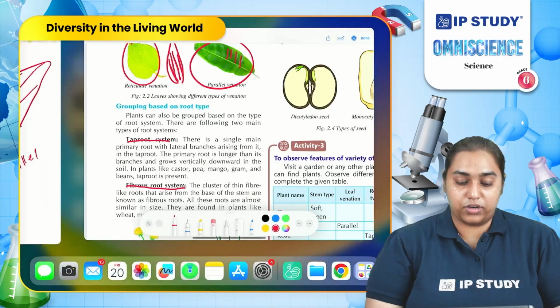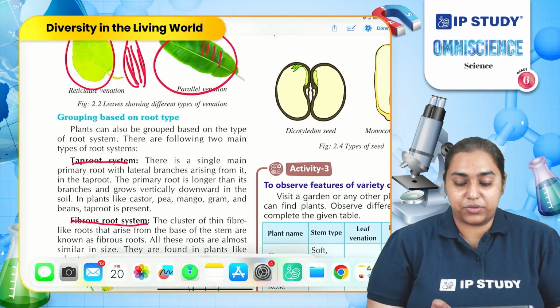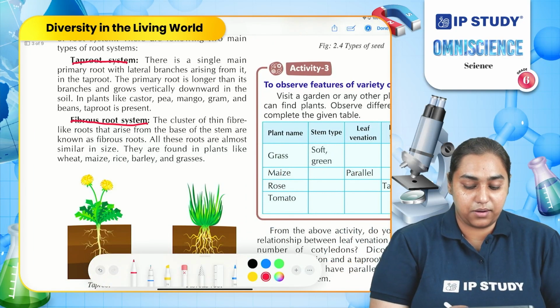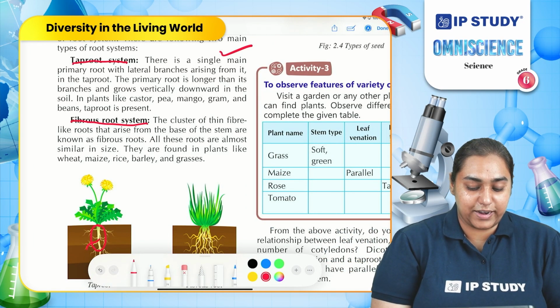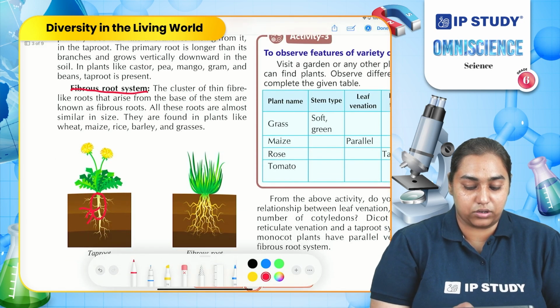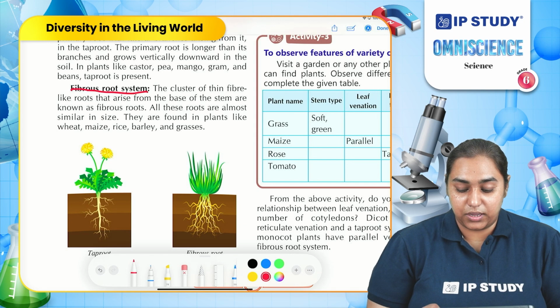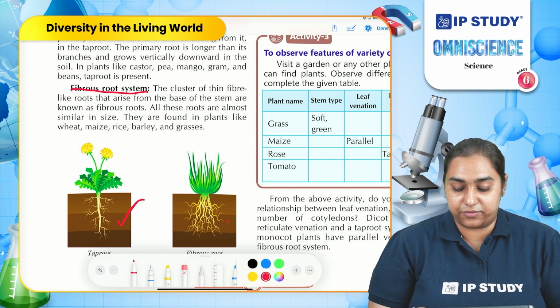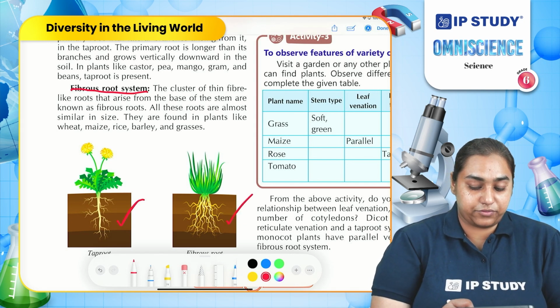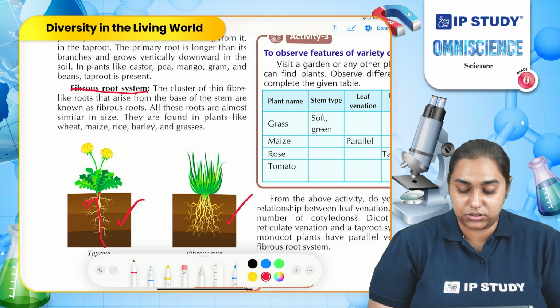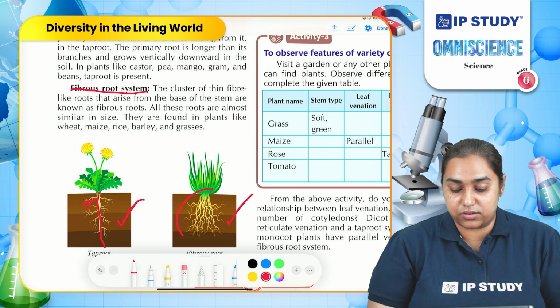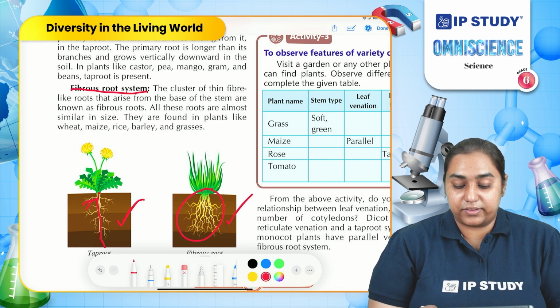So, what is taproot system? In taproot system, there is a single main branch, along with smaller lateral branches. If you focus on the image, you can easily see the difference between both the systems. This is taproot system, this is fibrous root system. In taproot system, you can see the main branch followed by other lateral branches. However, in fibrous root system, there is no main branch. Several branches are emerging from the common point.